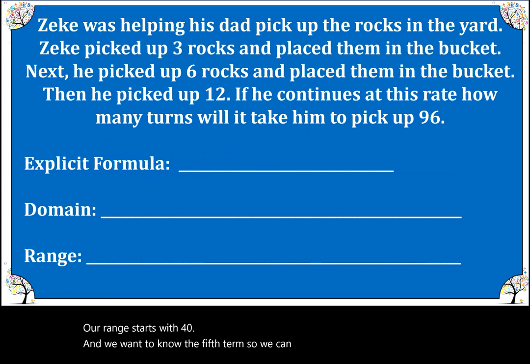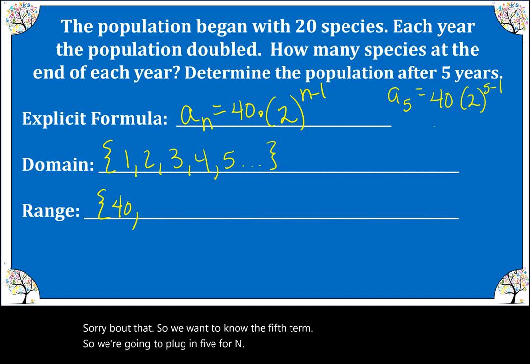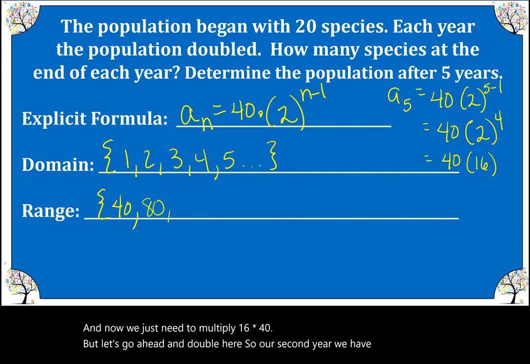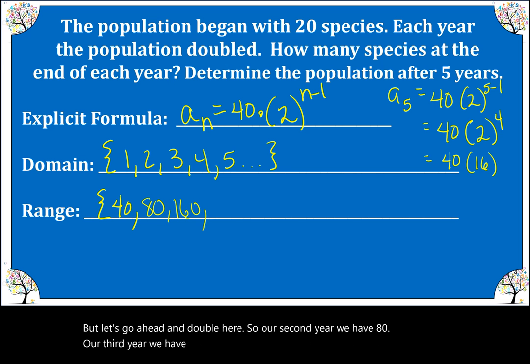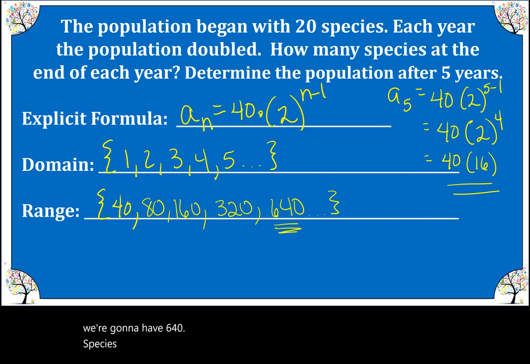So we can plug in. Sorry about that. So we want to know the 5th term. So we're going to plug in 5 for n. So we have 2 to the 4th, and 2 to the 4th is 16. And now we just need to multiply 16 times 40. But let's just go ahead and double here. So our second year, we have 80. Our third year, we have 160. Our fourth year, we have 320. And then in our 5th year, we're going to have 640 species. So that's just the answer to the question after 5 years.